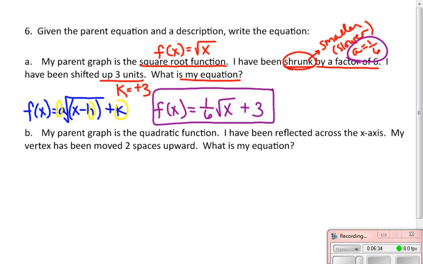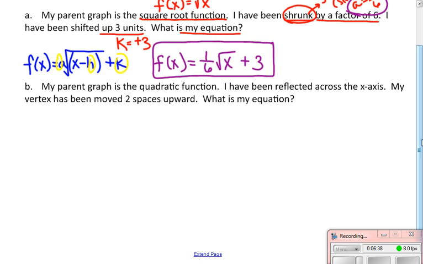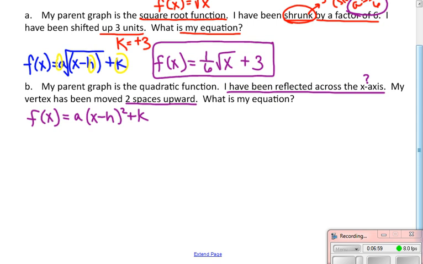The last example, my parent graph is the quadratic. So I know that my parent is in the expanded form, this. I've been reflected across the x-axis. I'm going to skip that for a minute. My vertex has been moved 2 spaces up, so this is going to be a plus k.